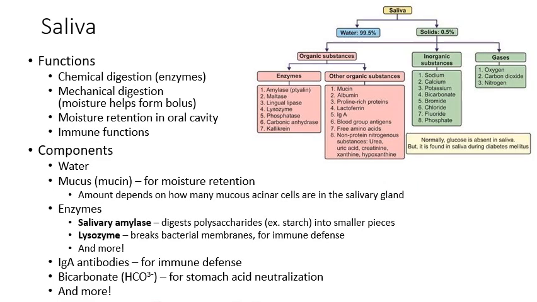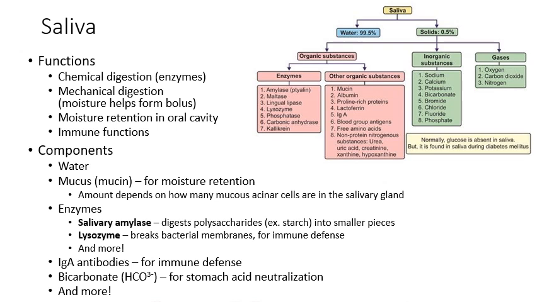So we already talked about a couple of the functions of saliva, chemical digestion and moisture retention, but it actually does more things as well. It does help with mechanical digestion just because it's hard to form food into a bolus if you don't have any moisture content to the food. So saliva just kind of moistens things up and helps you form the bolus, which allows you to swallow. And then you also have some immune functions of the saliva because it contains antibodies.